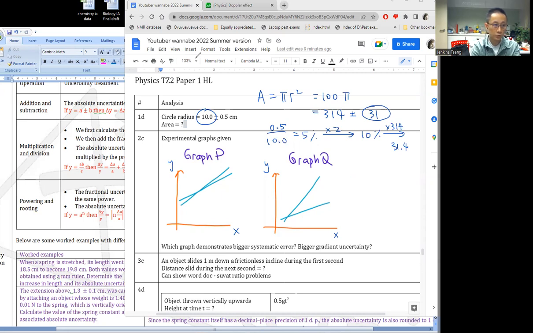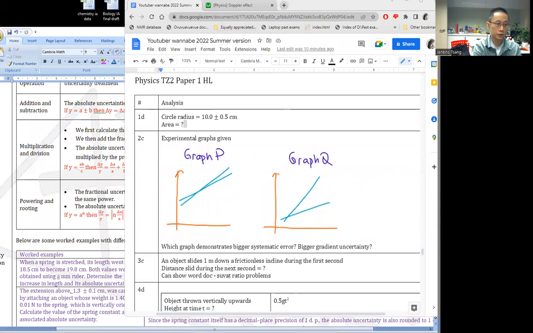Now, question 2. Two different experiments, P and Q, generate two sets of data to confirm the proportional relationship between two variables, X and Y. And the four choices involve identifying the graph that, number 1, shows less systematic error or more systematic error. And then secondly, which graph shows a smaller uncertainty of the gradient.